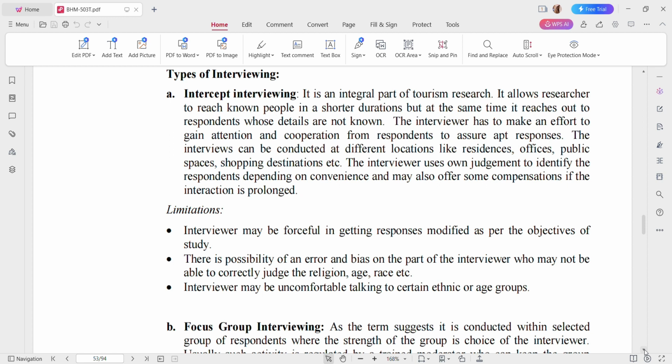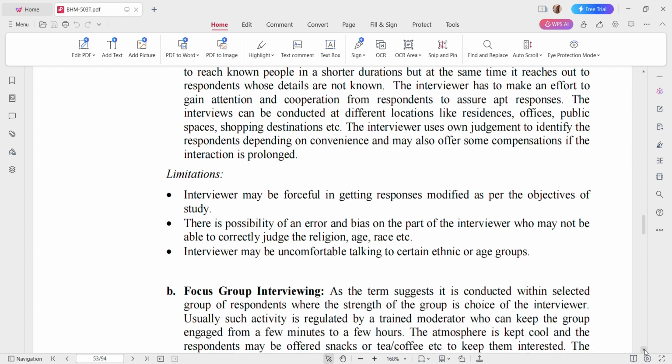Dapat kasi. Kaya, kung ano siya, pag not intercept interviewer, pag in-depth interview, hindi kasi ito in-depth eh. Parang ano lang siya eh, parang yun nga lang. Somewhat convenient interview lang. Kung sino nakikita, yun yung interview. So, interviewer may be uncomfortable talking to certain ethnic or age group. Ito yung mga limitations niya. Kasi wala kang background of your participants. No? So, yun siya. Magkakaroon siya minsan ng bias.